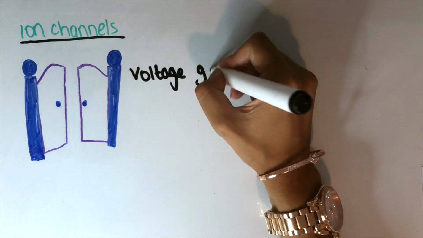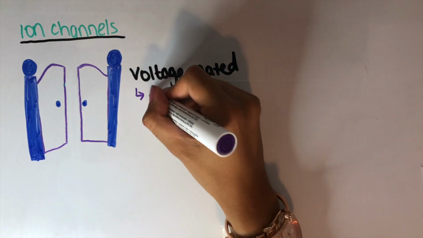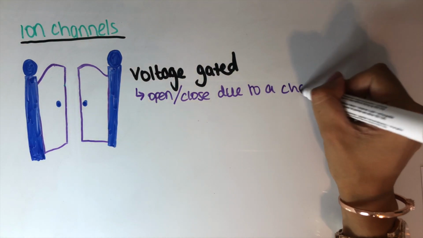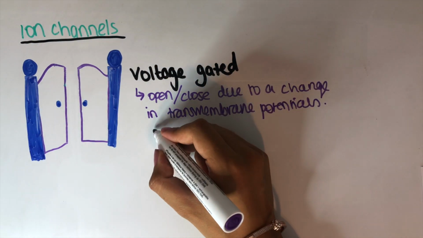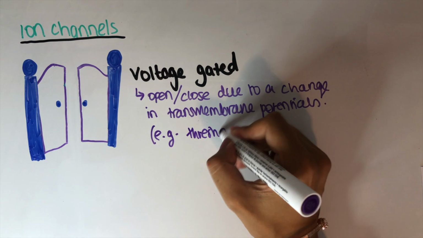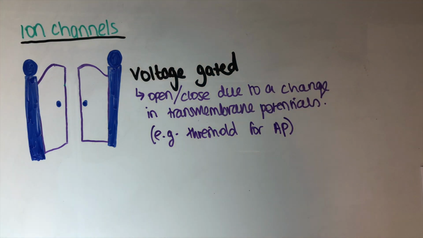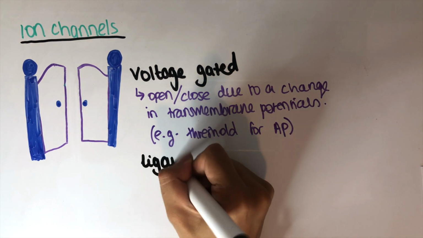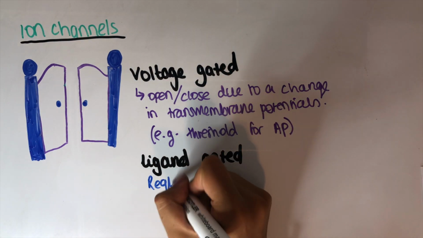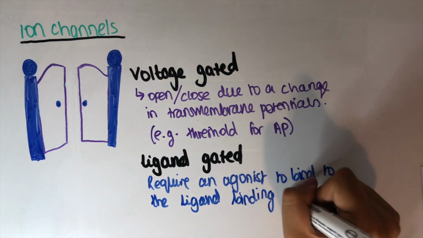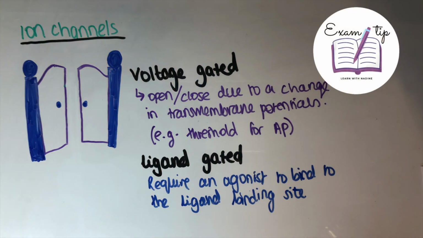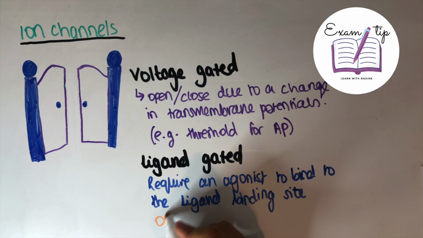Most often, these are voltage gated or ligand gated. Voltage gated channels open and close due to change in transmembrane potential. For example, to reach a threshold allowing for an action potential to occur. Whereas ligand gated channels require an agonist to bind to the ligand binding site. Make sure you know the difference between both of them, as it's very easy to mix them up and you don't want to do that in an exam.